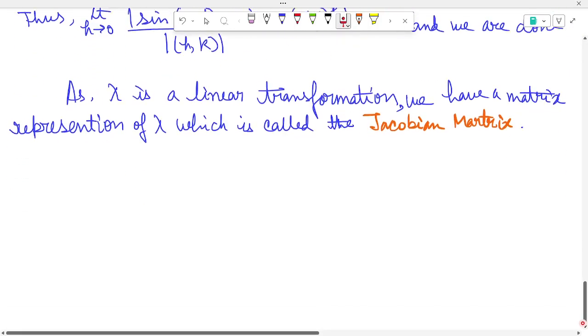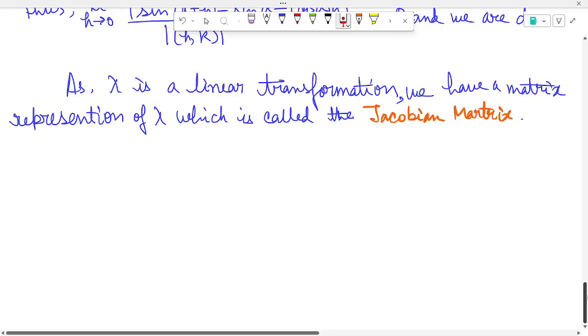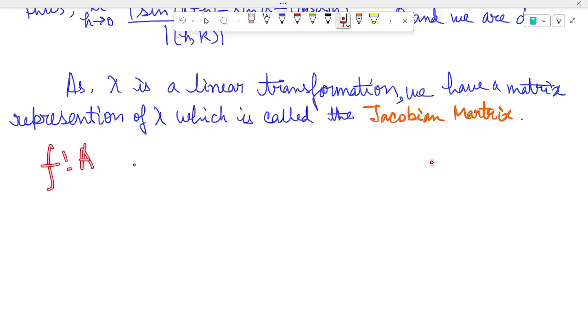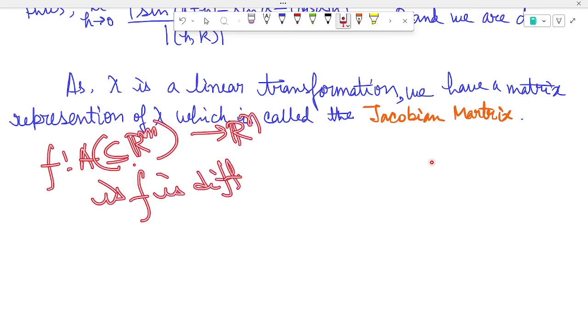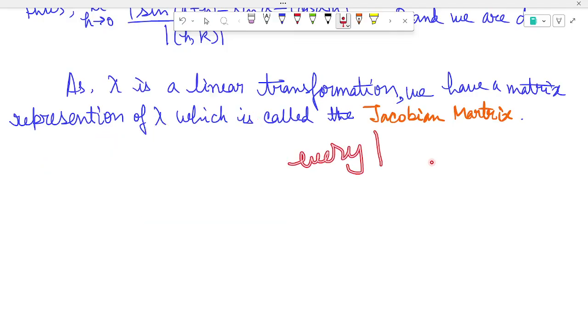The last is the definition of differentiability of a function. I already told that if f is differentiable at every point of its domain, then it is called differentiable. So if A is a subset of Rm and f goes to Rn, if f is differentiable at every point of its domain, then it is called a differentiable function. Okay, fine.